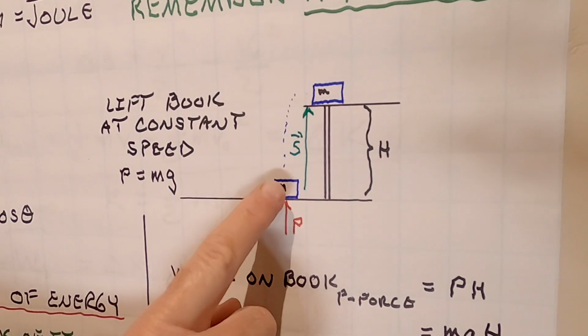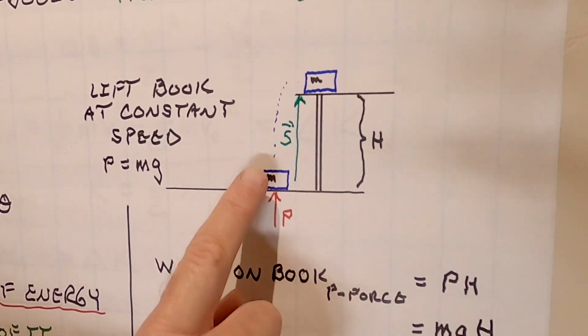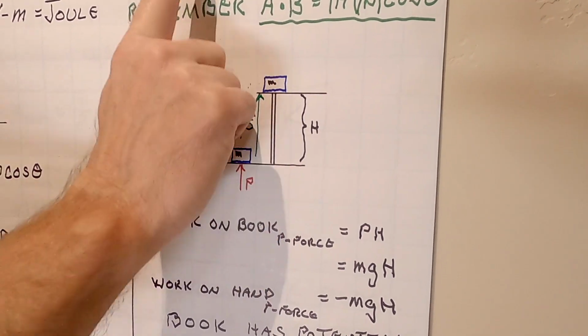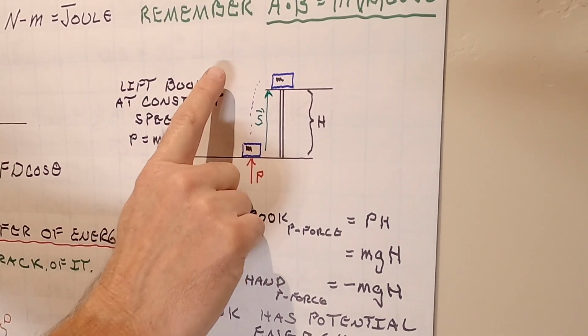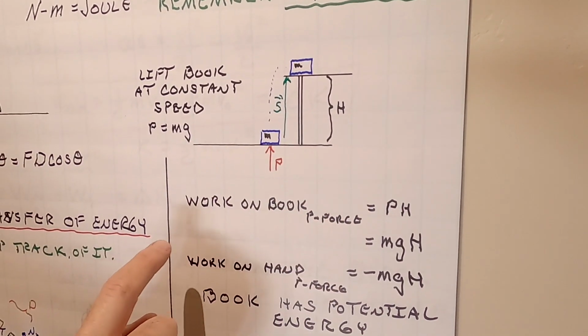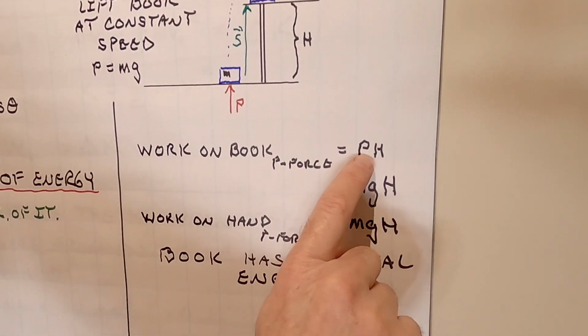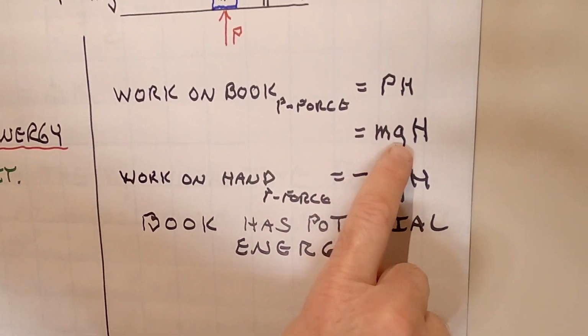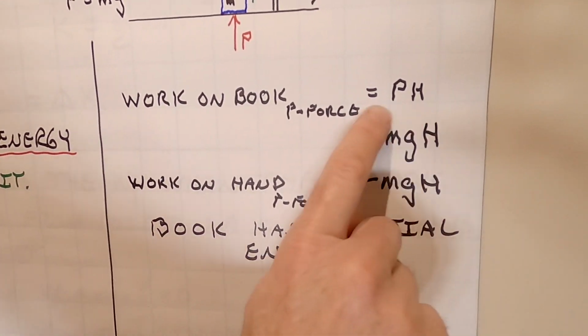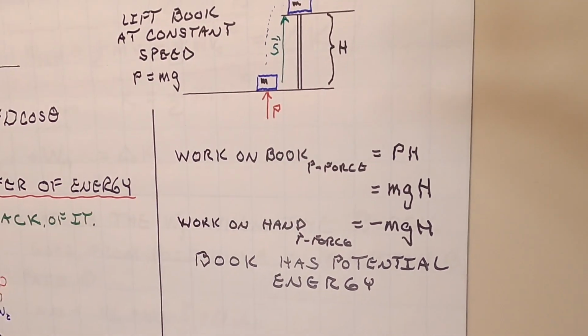So the work would be the force, which would be P or mg, times the distance, which is h, times the cosine of the angle between them. The angle between these two is 0. Cosine of 0 is 1. So the work it takes to lift that up would be P times h. P is mg, so there's how much work it took for me to lift the book up onto the table.